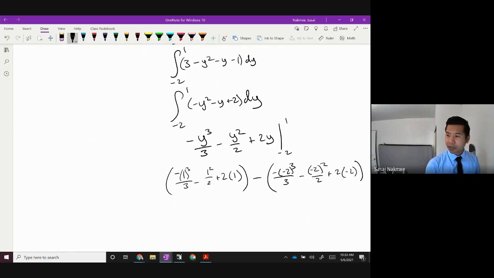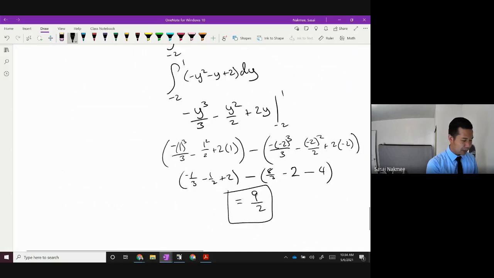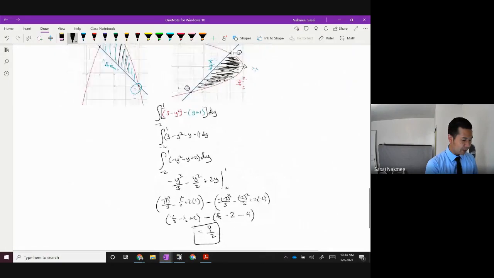All right, and then do the calculation, evaluate all this. This is going to come out as negative 1 over 3 minus 1 over 2 plus 2, minus 8 over 3 minus 4 over 2, which is 2, minus 2, let's do this, is minus 4. So you combine all that together, and this is going to come out to be something over 6, some large number. I believe it comes out as 9 over 2. But that right there is your answer to that area up there.